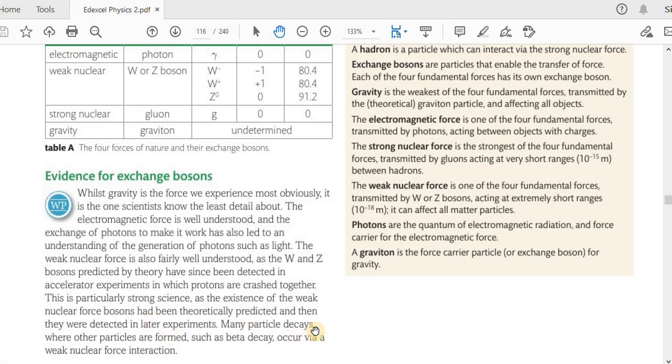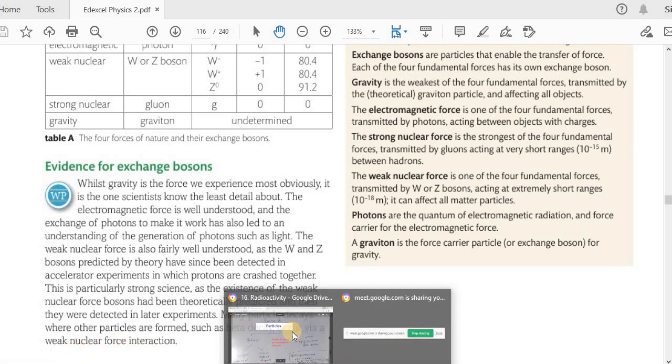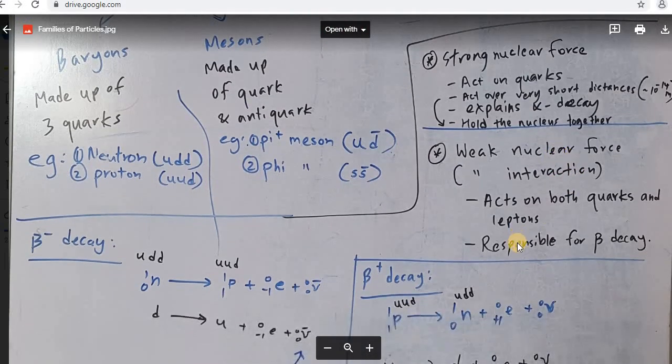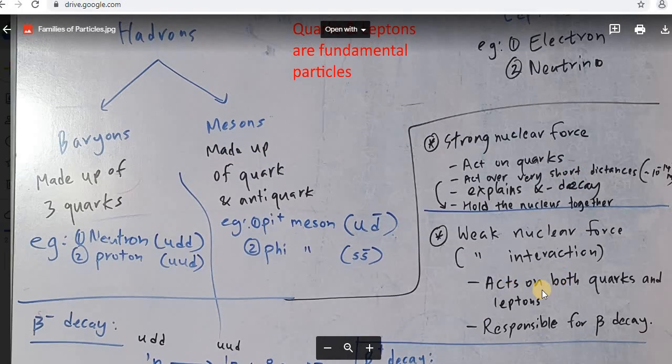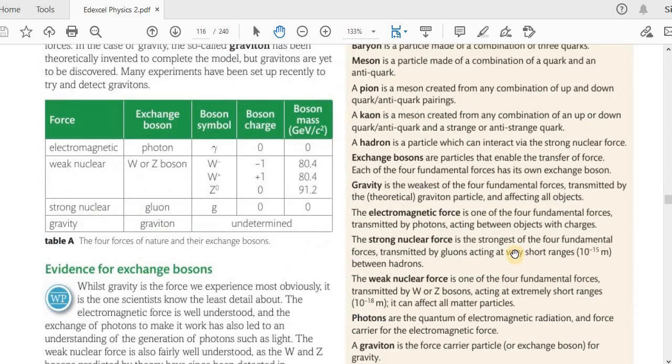Many particle decays where other particles are formed, such as beta decay, occur via a weak nuclear force interaction. In the notes I have mentioned this. Weak nuclear force is responsible for beta decay. They mention here that many particle decays where other particles are formed, such as beta decay, occur via a weak nuclear force interaction.